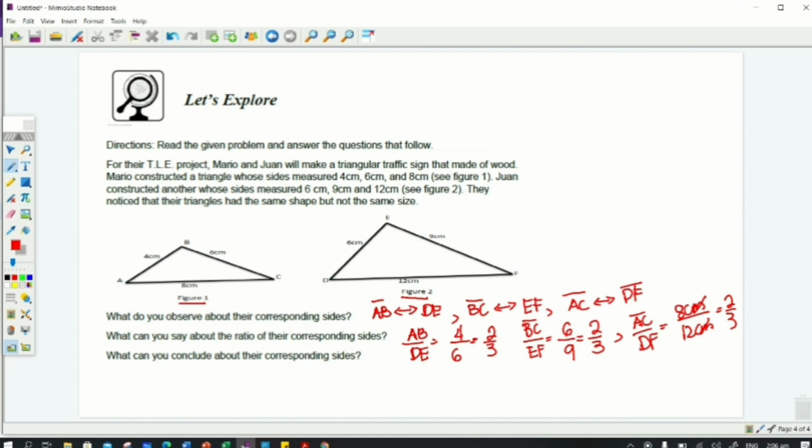Now, what can you conclude about their corresponding sides? The corresponding sides have equal ratios, or we say they are in proportion. Notice that segment AB over DE is equal to 2/3, meaning AB over DE is equal to BC over EF is equal to AC over DF. Take note that their ratios are equal. That's all 2/3, or they are equal in proportion.